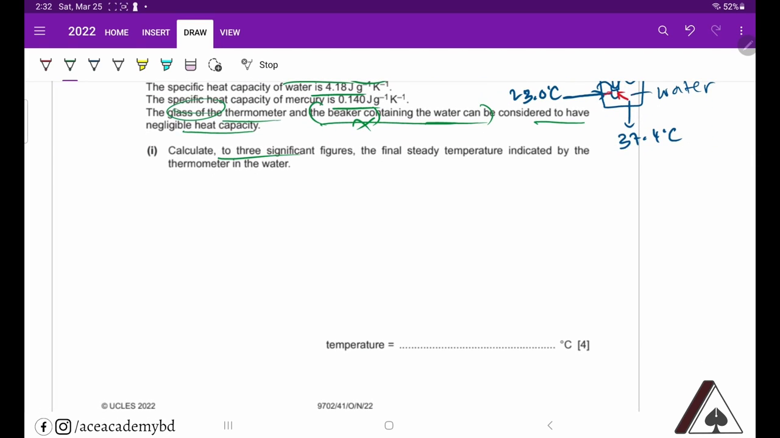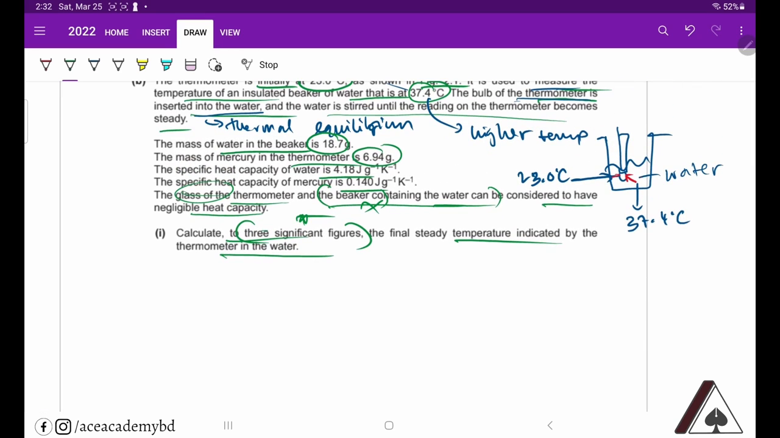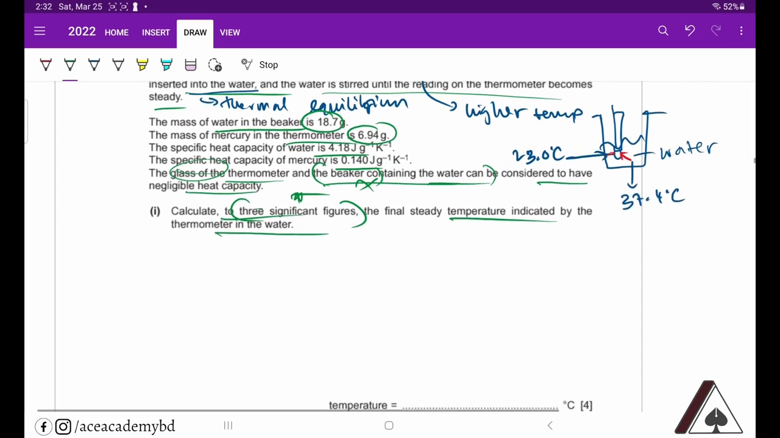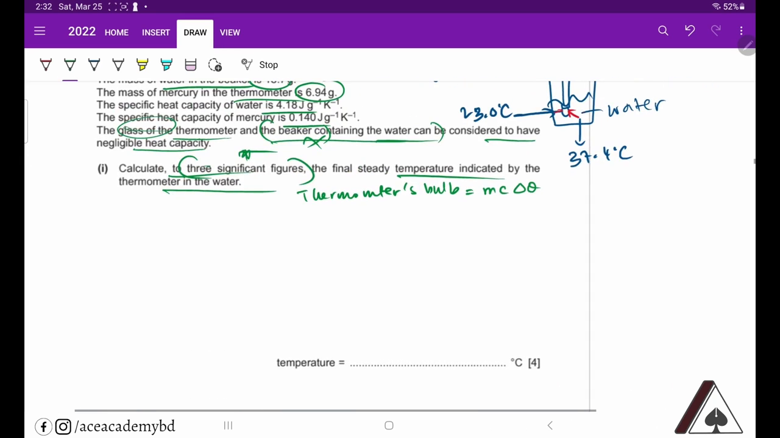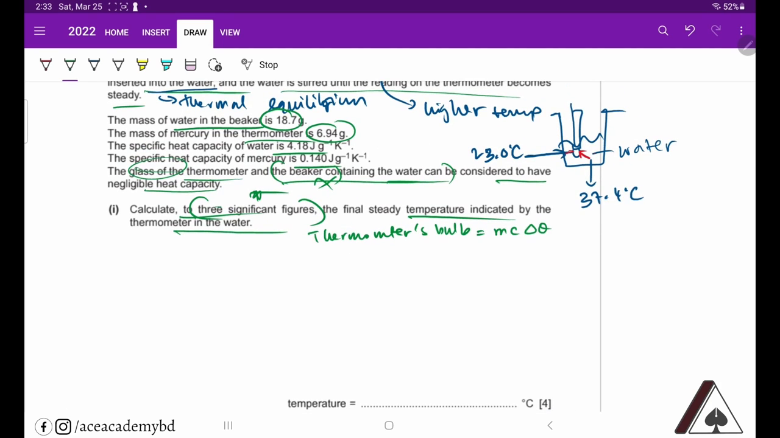Now calculate to three significant figures. So this is important, that they are asking us to calculate in three significant figures, so we shouldn't be using anything else. We need the final steady temperature that is indicated by the thermometer in the water. So over here, we can design two equations. For the thermometer's bulb, which contains mercury, we can write mc Δθ, and also for the water, we can write mc Δθ.